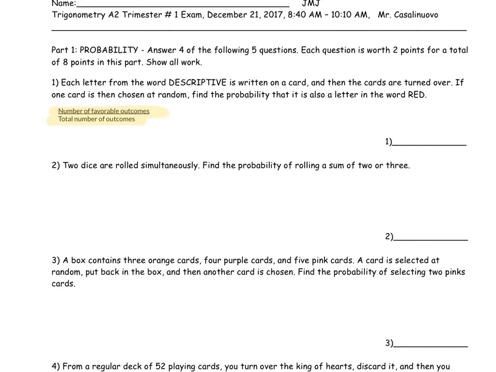Well, in order to do probability, the formula that we always use is the number of favorable outcomes divided by the total number of outcomes. And it's always going to be a fraction. I always think it's easier to start with the denominator, the total number of outcomes. How many total letters are there in descriptive? If you count them up, 1, 2, 3, 4, 5, 6, 7, 8, 9, 10, 11. There's 11 total letters.